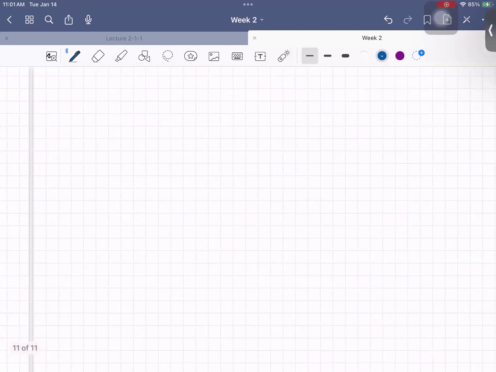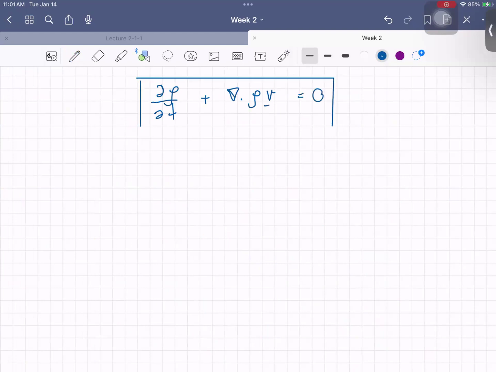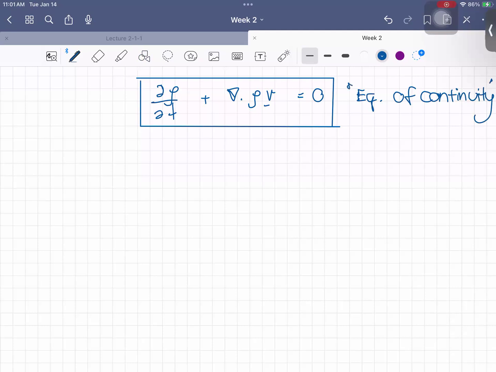All right. So let's rewrite this equation. At the end, we will get dρ/dt + ∇·(ρv) = 0. That's it. And that is the overall mass equation, or we say that this equation is actually the equation of continuity. You've heard this name before, right? Equation of continuity.